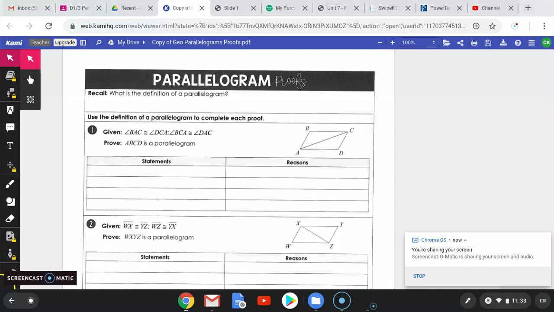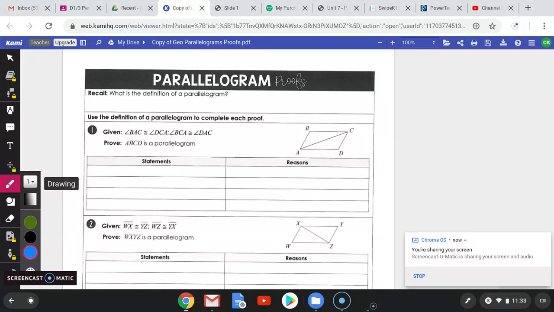So if we recall here, what is the definition of a parallelogram? Remember, it's a quadrilateral where the opposite sides are parallel.